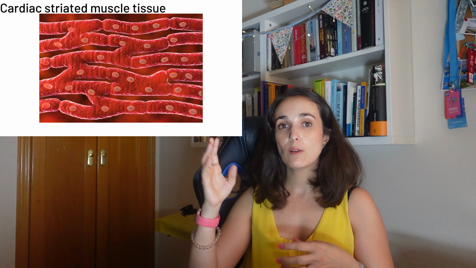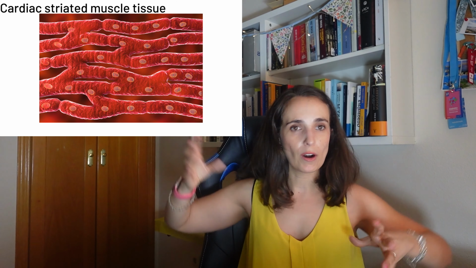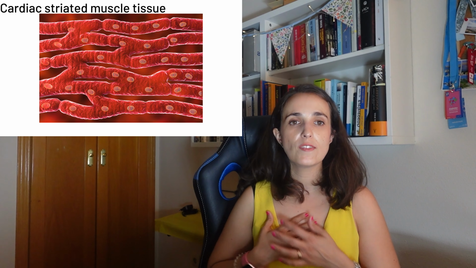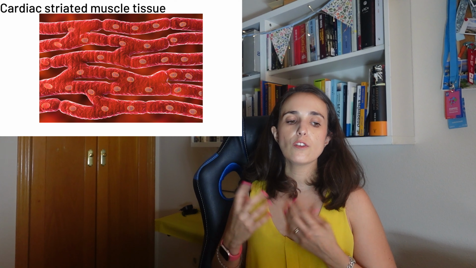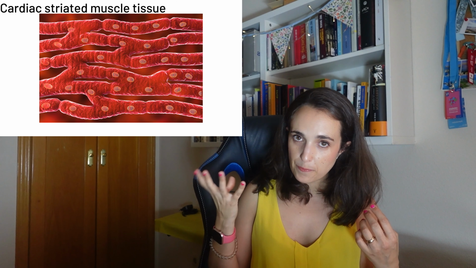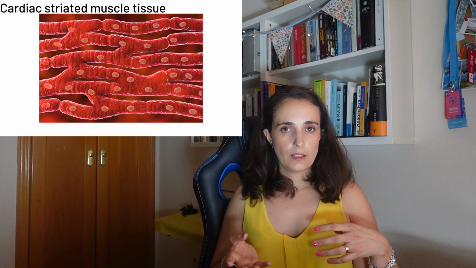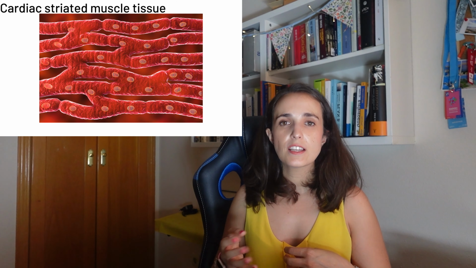The skeletal will move the bones, the skeleton, so our locomotory system. Okay, the cardiac striated tissue will only move the walls of the heart to pump the blood, and you can only find this type of muscle tissue in the heart, and it's half voluntary and half involuntary. Okay, because we can modify a little bit, if we want, the heart rate, but there are some parts that are subconscious, so we can't control it fully.